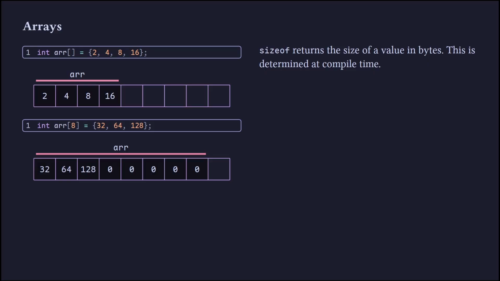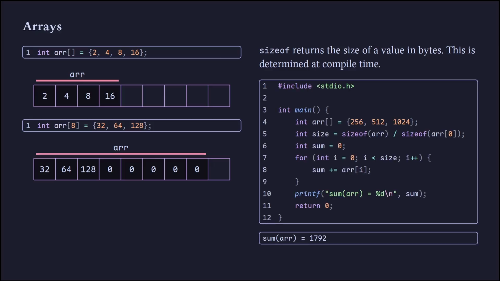sizeof allows us to return, ironically, the size of a value in bytes. And this is something that has to be determined at compile time. So, in order to find the number of elements in an array, we're able to take the size of the full buffer in bytes and divide it by the size of the first element in bytes, because arrays in C are homogeneous. Every element in an array is of the same size, and they are a fixed length.